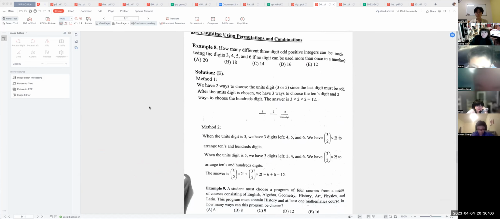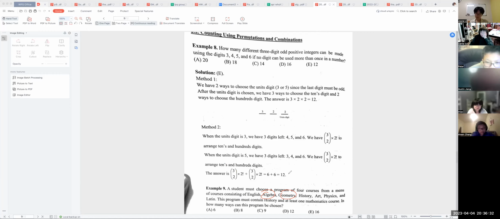A student must choose a program of 4 courses from a menu. The menu consists of English, algebra, geometry, history, art, physics, and Latin. This program must contain history and at least 1 mathematics course, okay? In case you don't know, algebra and geometry are mathematics courses. In how many ways can this program be chosen?